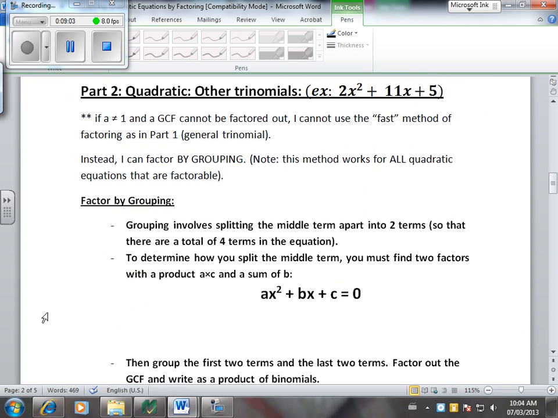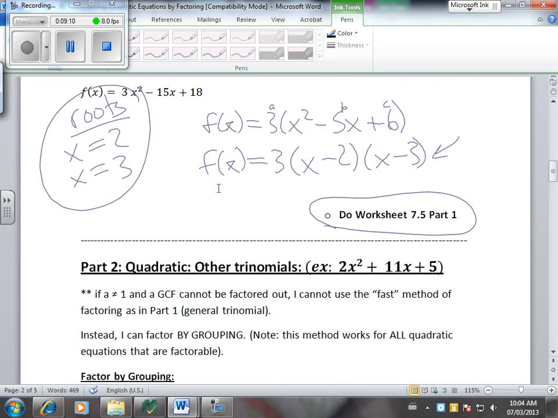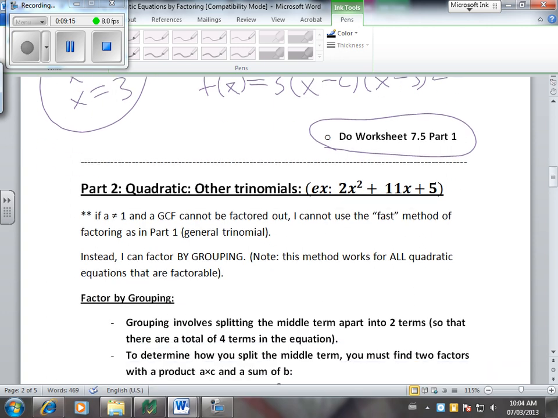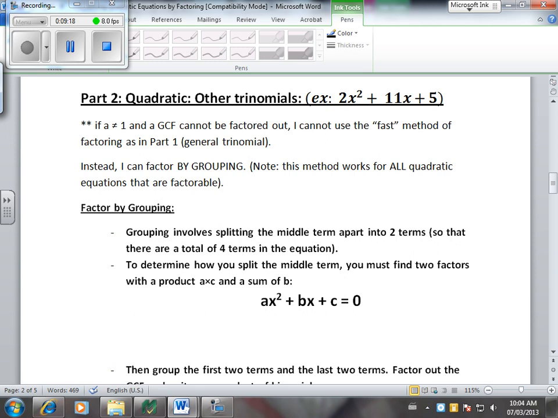Okay, so that's if you end up with an x squared. When we factored out the GCF, we just got x squared by itself, but we won't always have that. So if you look at this trinomial right here, 2x squared plus 11x plus 5, we can't take any GCF out there, so we need to just work with the 2x squared plus 11x plus 5. So instead we're going to use something called grouping, and we can do grouping with every single kind of quadratic equation. You don't have to use the fast method every time.